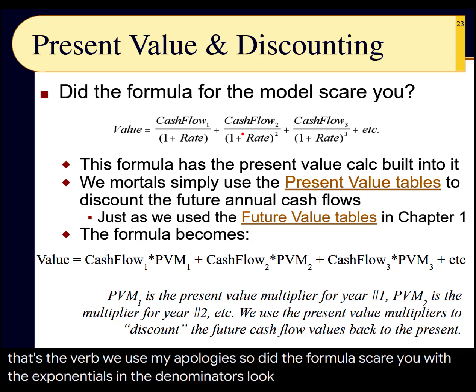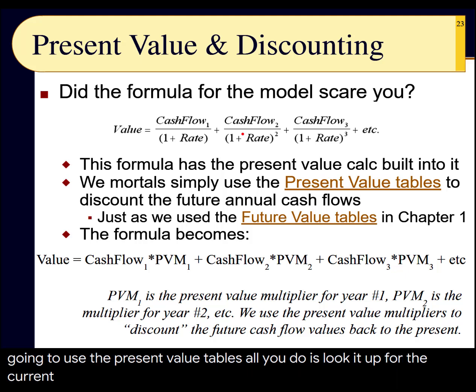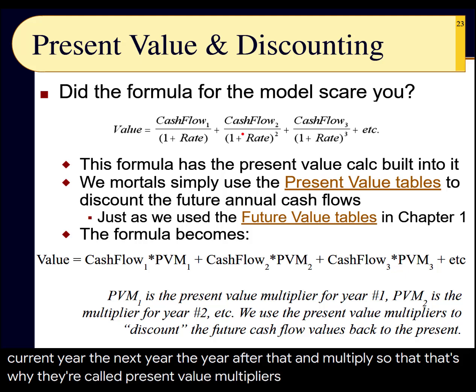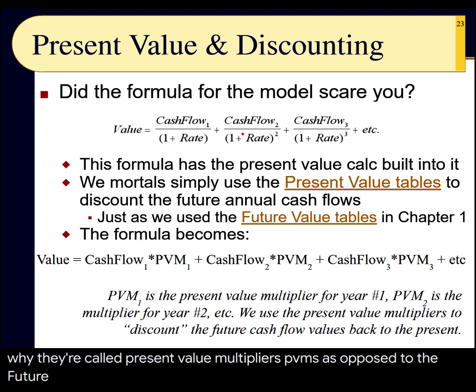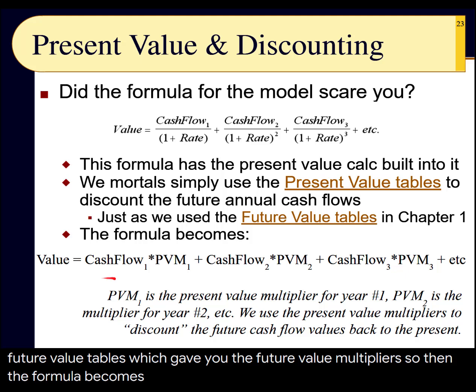Look, don't worry about them. We're just going to use the present value tables. All you do is look it up for the current year, the next year, the year after that, and multiply. So that's why they're called present value multipliers, PVMs, as opposed to the future value tables, which gave you the future value multipliers.